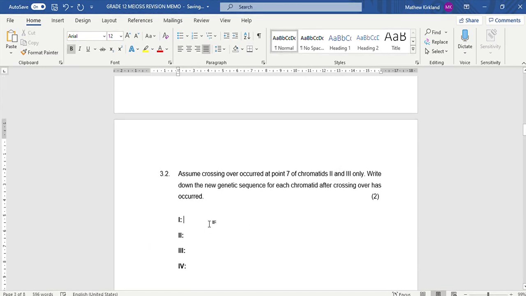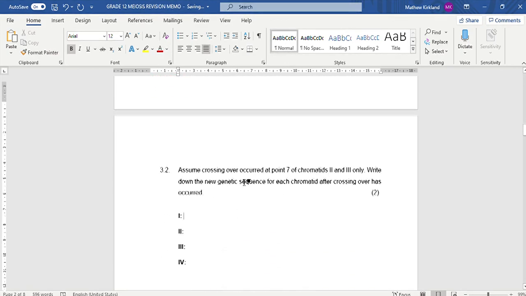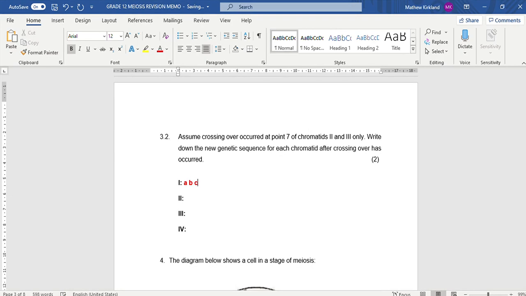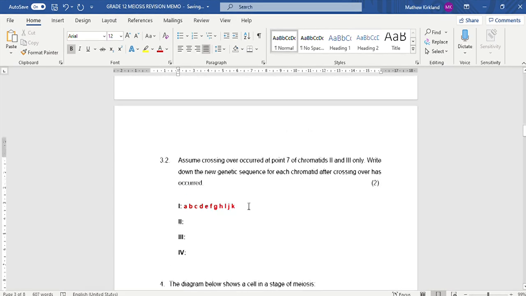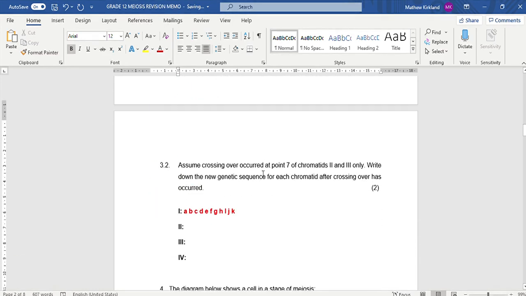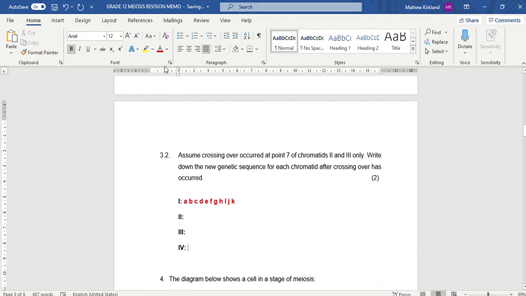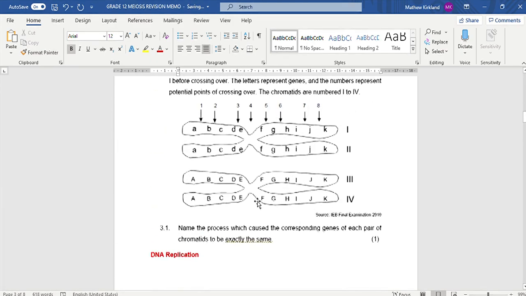So 1 stays exactly the same as the original. So it was A, B, C, D, E, F, G, H, I, J, K. Where does it go up to? Up to K. And then on 4, it's exactly the same. It's just capital letters. A, B, C, D, E, F, G, H, I, J, K. Right. So those are the easy ones.